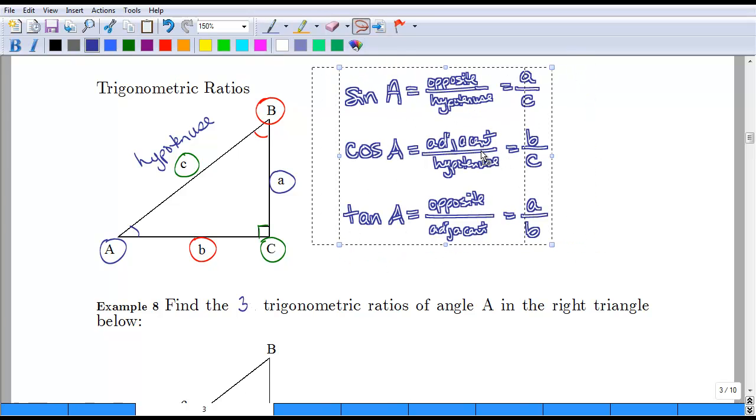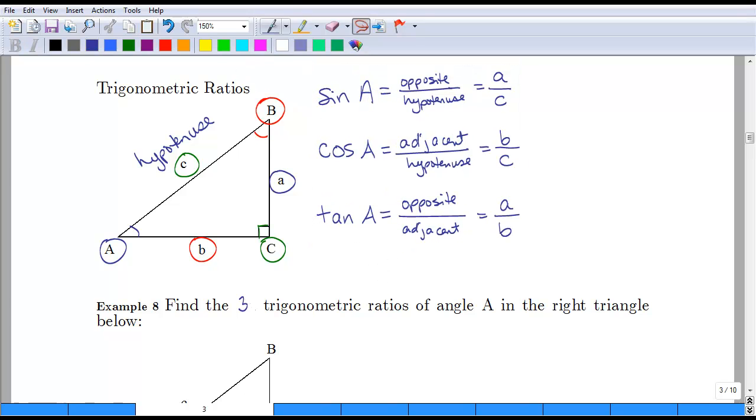And I'm going to move this over so we have a little bit more room. We can also find all three of these trig ratios for angle B. We don't talk about these trig ratios for the 90-degree angle, that's the right angle, but we can talk about them for A and B. So in this case, if we look for the sine of angle B, well, opposite to B is side B, hypotenuse is C.